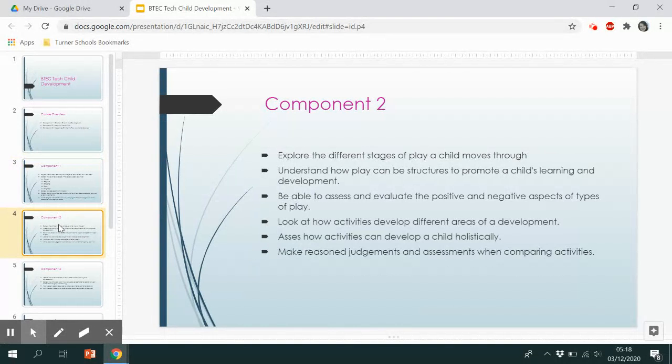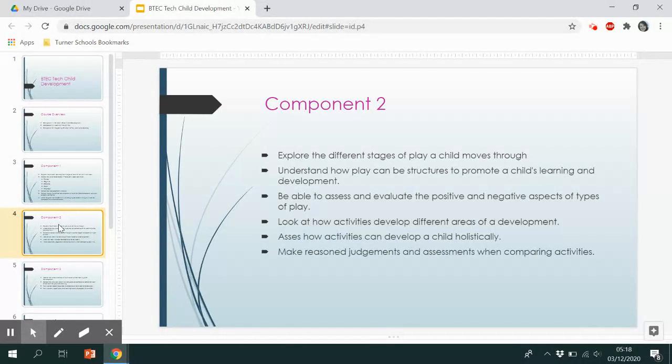Component 2. This is where we explore the different stages of play a child moves through in their early childhood. We develop an understanding of these different stages of play and how they interlink with the structures of play and how adults interact with them. We look at the different structures of play and how these can promote learning.